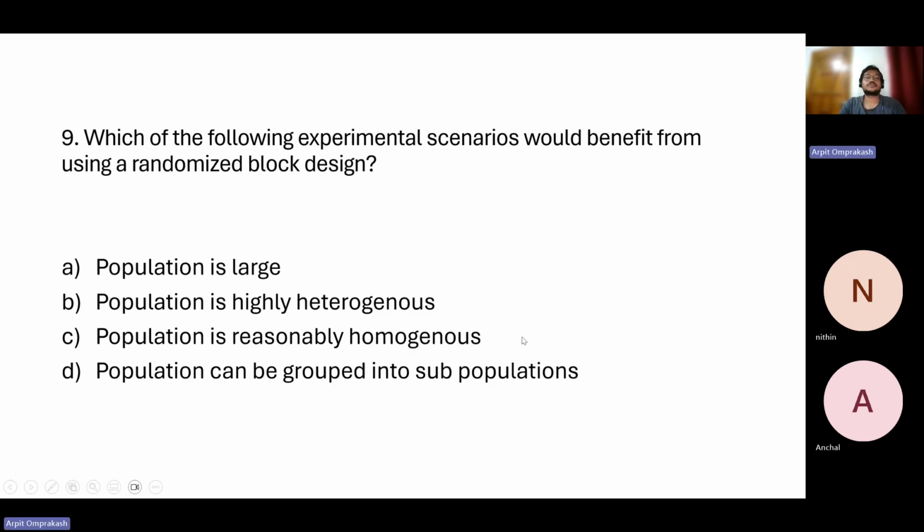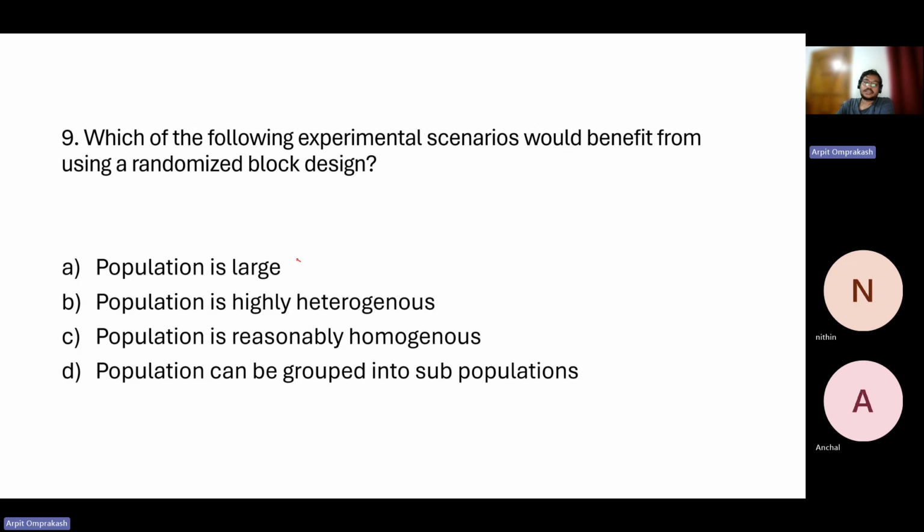Now the next question is, which of the following experimental scenarios would benefit from using a randomized block design? So a randomized block design is basically where we divide the data into different blocks, and then we try to randomize within the blocks. So we'll go through the options. A, population is large. If the population is large, it doesn't mean that this experimental design would give you a better sample, right?